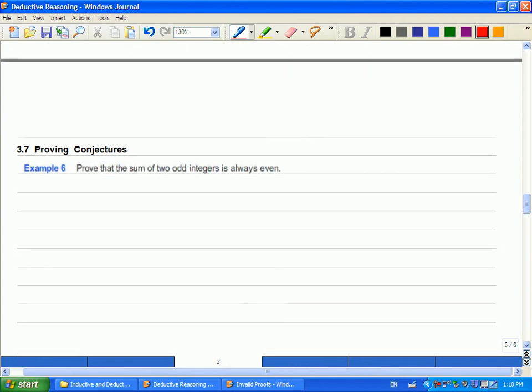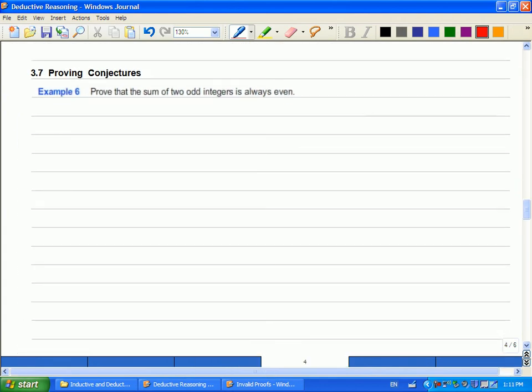Okay, so these are ones that we talked about. I want to see if you could reproduce them for me. So see if you can do this: adding two odd integers will be an even number. How do you do that?